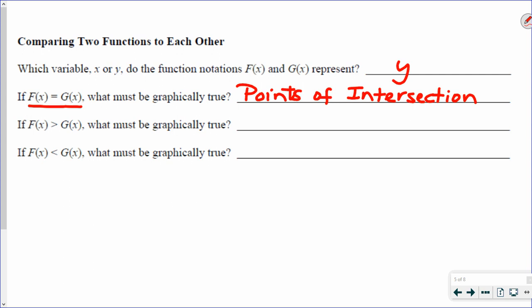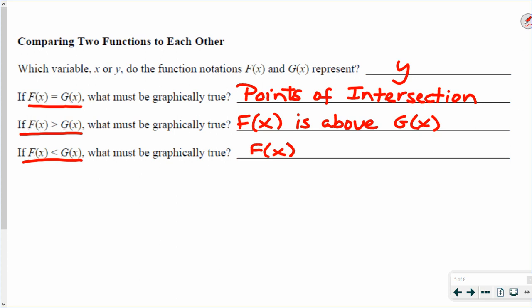If f of x is greater than g of x, what must be graphically true? The graph of f of x is above the graph of g of x. And then if f of x is less than g of x, what must be graphically true? F of x, meaning the graph of f of x, is below the graph of g of x.